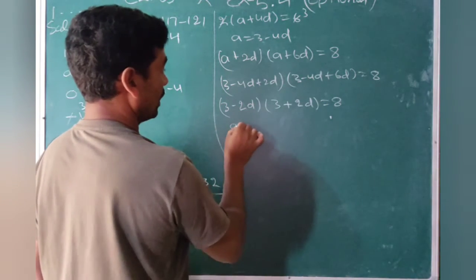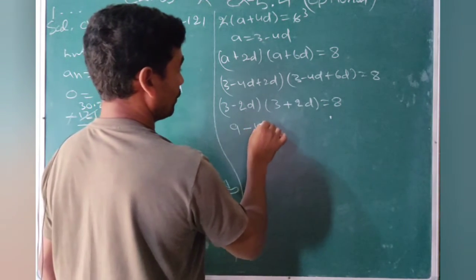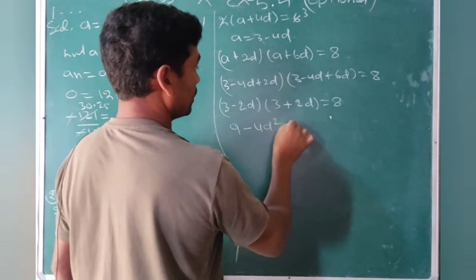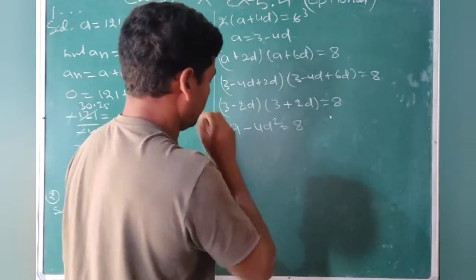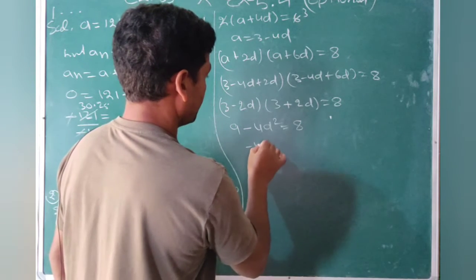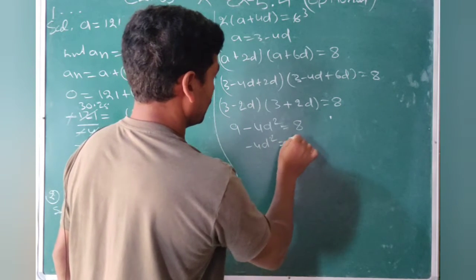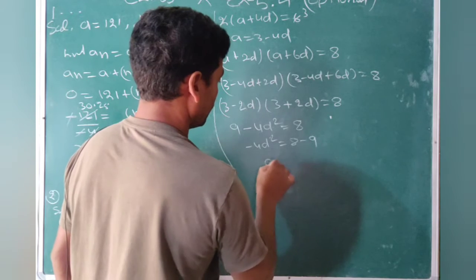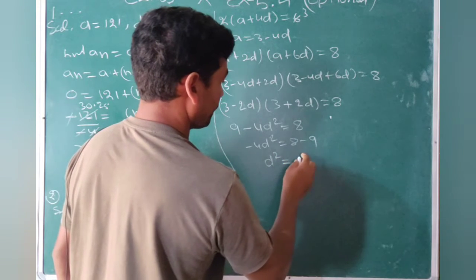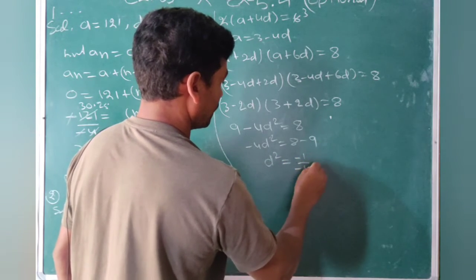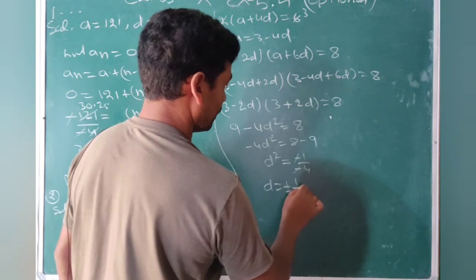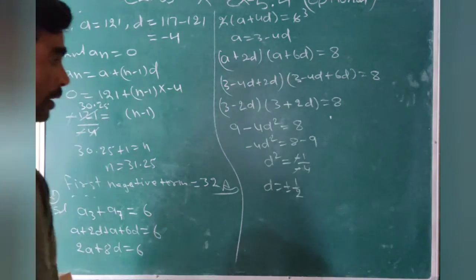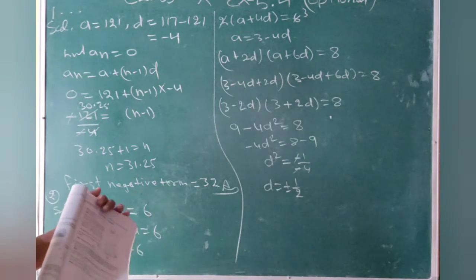So 3 3 ja 9 minus 2 2 ja 4, d square is equal to 8, and then that will be minus 4d square is equal to 8 minus 9. So d square is equal to minus 1 upon minus 4. Minus cancels by minus. So d is equal to plus minus 1 upon 2. It means that we will get the answer 2 times.